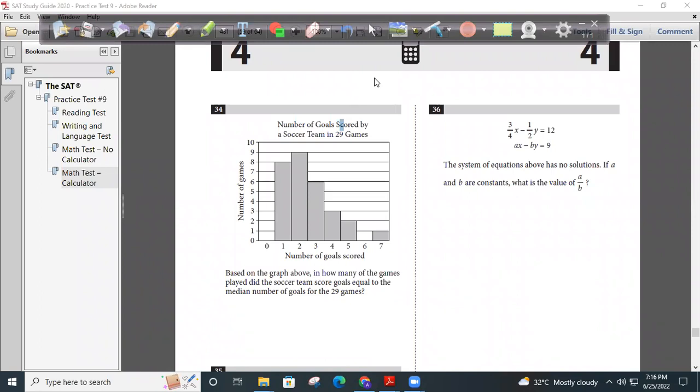There'll be only one answer. There can't be two answers. Okay, I'll ask a simple question to people. I want a soccer team to score goals equal to the median number of goals. The number of goals is between 1, 2, 3, 4, 5, 6, 7.